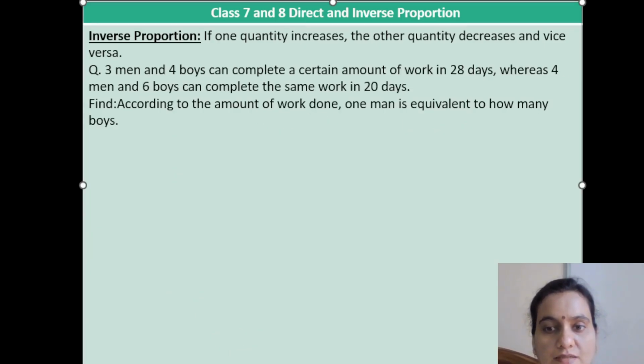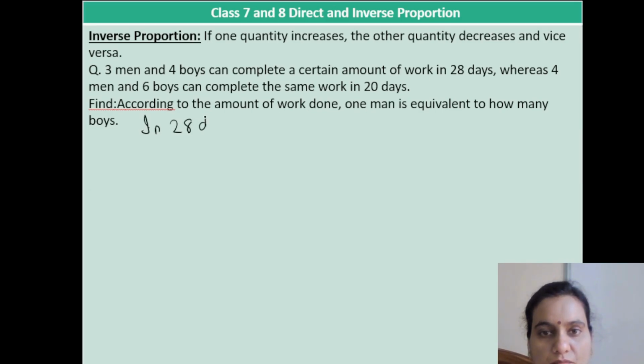This question says 3 men and 4 boys can complete a certain amount of work in 28 days, whereas 4 men and 6 boys can complete the same work in 20 days. According to the amount of work done, 1 man is equivalent to how many boys? That we need to find out. So in 28 days, 3 men and 4 boys are able to complete a certain piece of work. 3 men plus 4 boys complete a certain work.